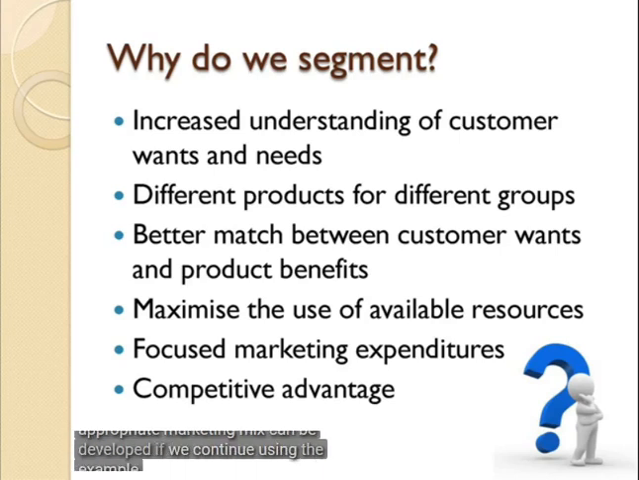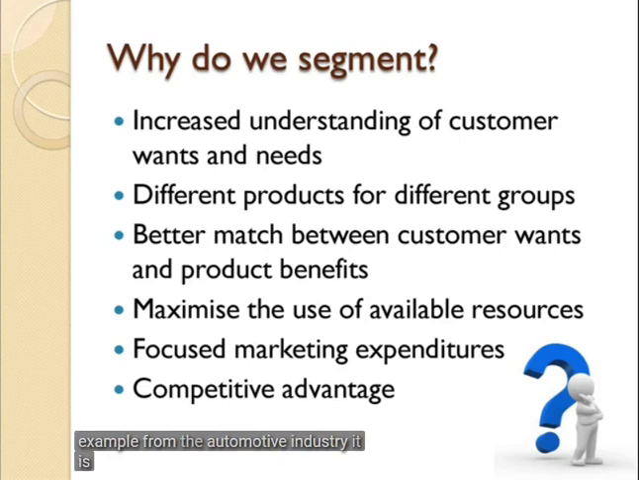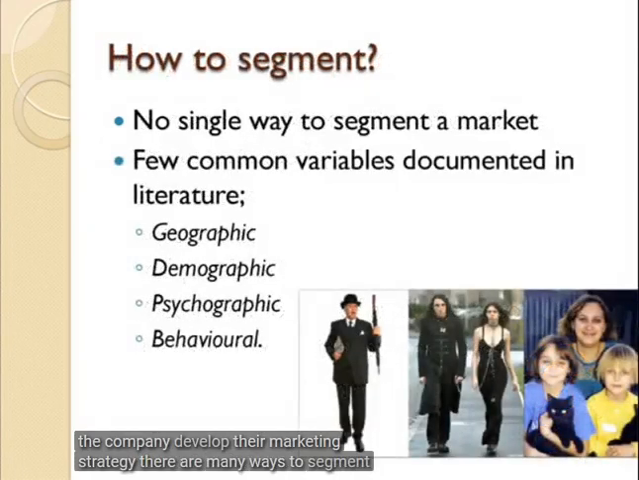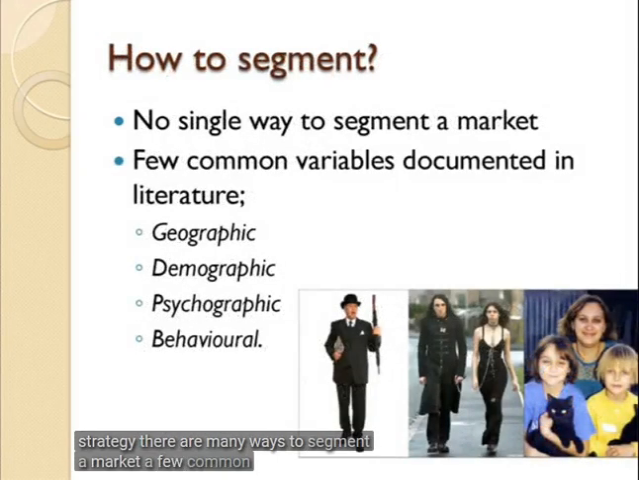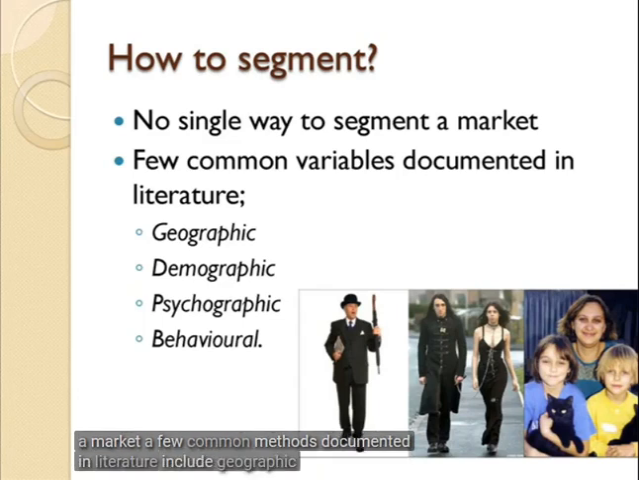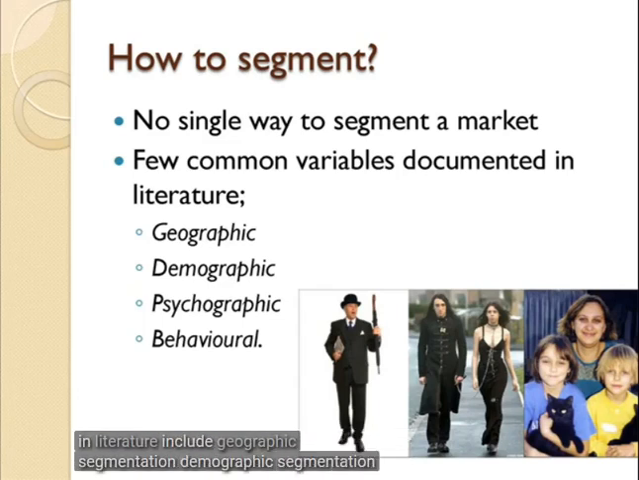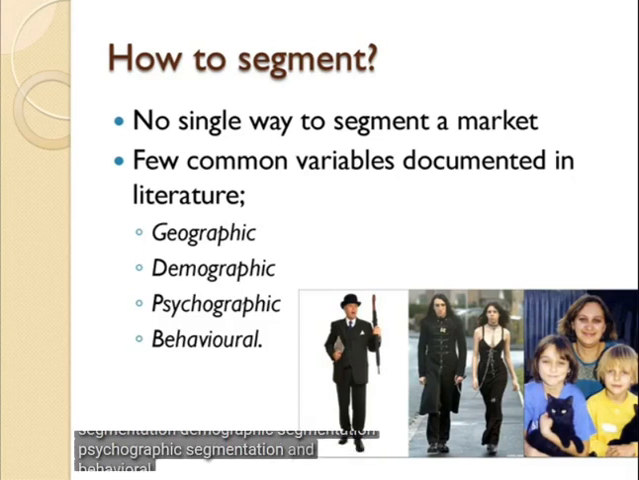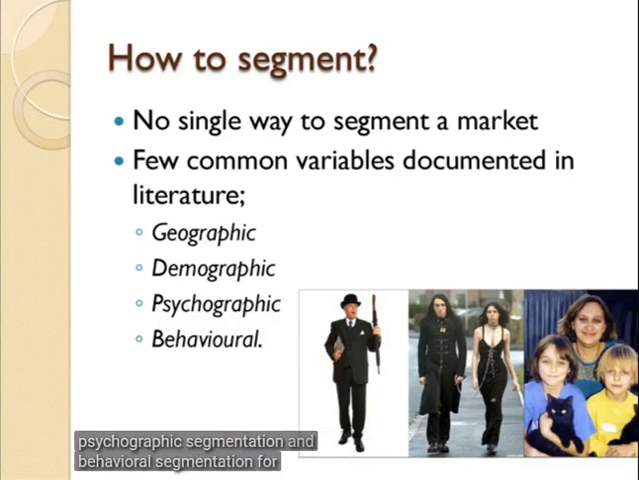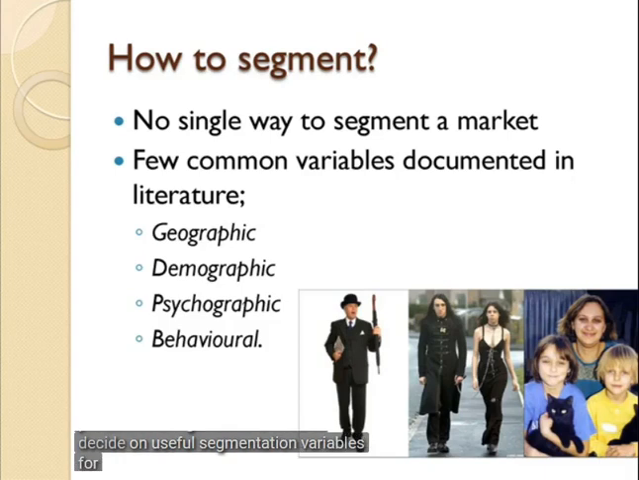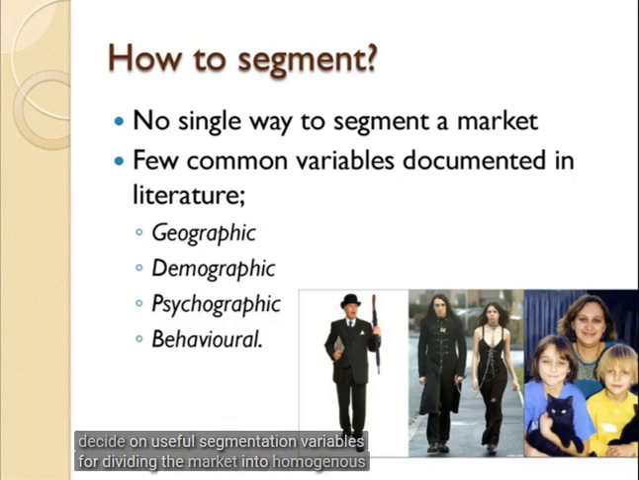If we continue using the example from the automotive industry, it is easy to see how knowing that style and performance are important attributes for the singles market segment can help the company develop their marketing strategy. There are many ways to segment a market. A few common methods documented in literature include geographic segmentation, demographic segmentation, psychographic segmentation, and behavioral segmentation. For every product sold, organizations need to decide on useful segmentation variables for dividing the market into homogeneous groups, each with different sets of wants and needs.